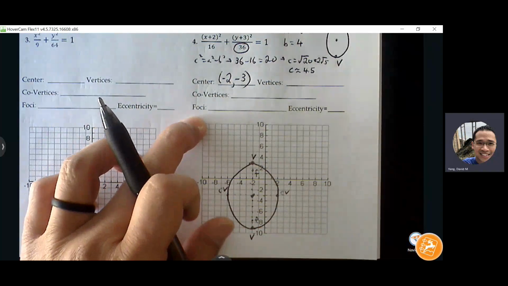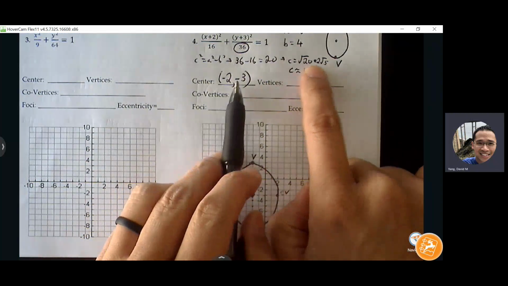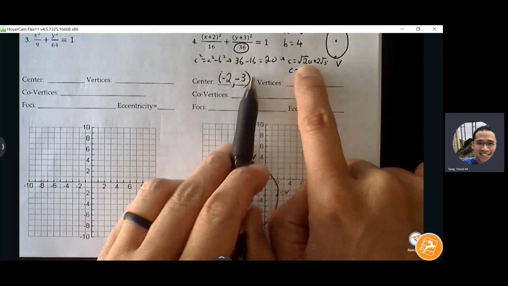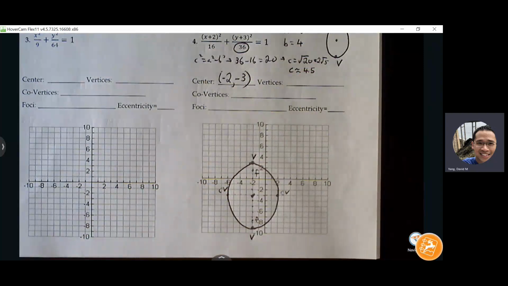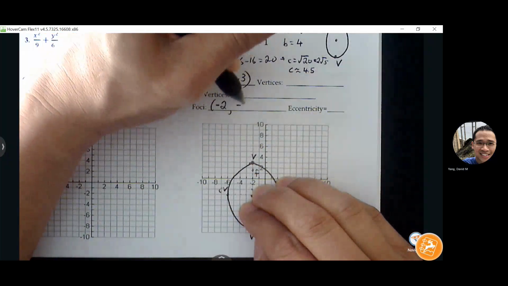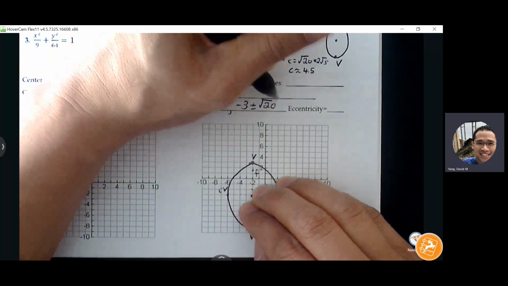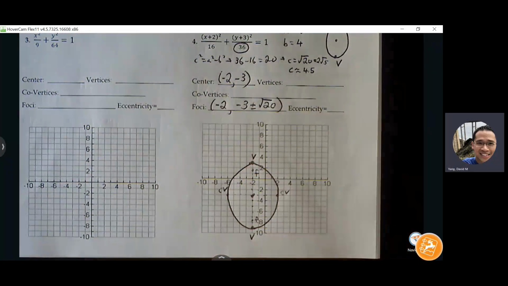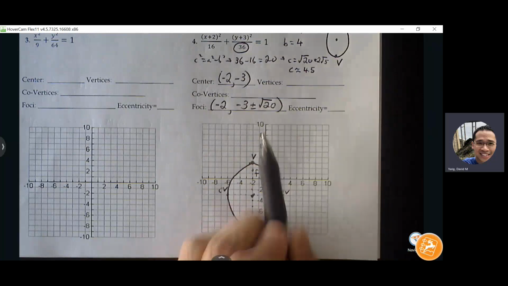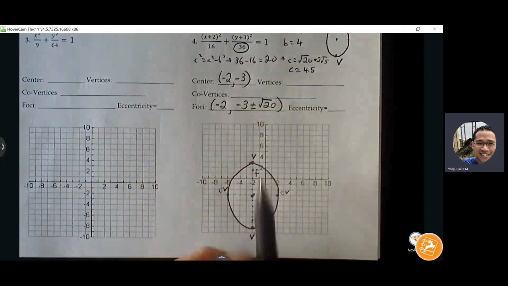Now, because I'm moving my focus up and down 4.5, I know I want that root 20 to impact my y value, because the -2 is not changing. It's the -3 is the y value that I'm moving. So you can just take your center and then attach that √20 to your y value. So basically, that plus or minus √20 means that you're moving up and down 4.5 to get to the focus.